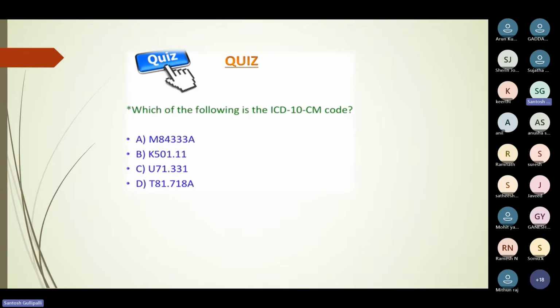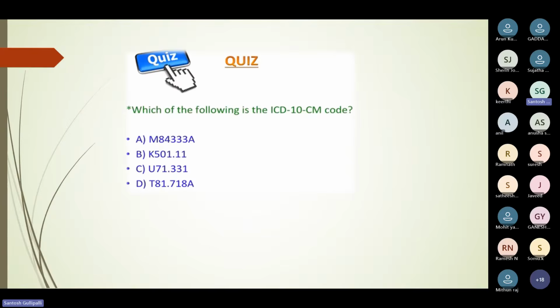As per the ICD-10 code structure, the decimal point comes after 3 characters. In option A there is no decimal point. In option B the decimal point is added after 4 characters, so that is wrong. In the U series, currently only 3 to 4 codes are available in ICD-10, and there is no specific U71 code in ICD-10. So that's the reason.